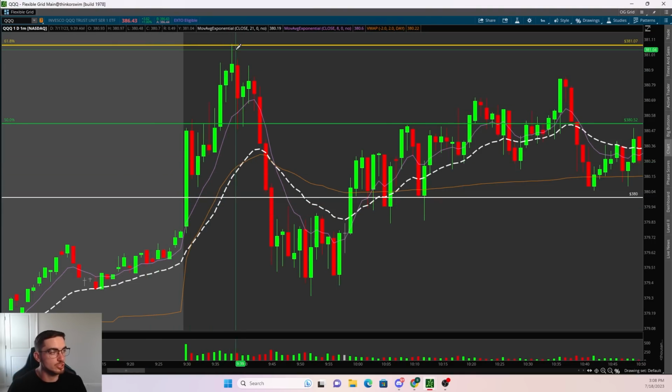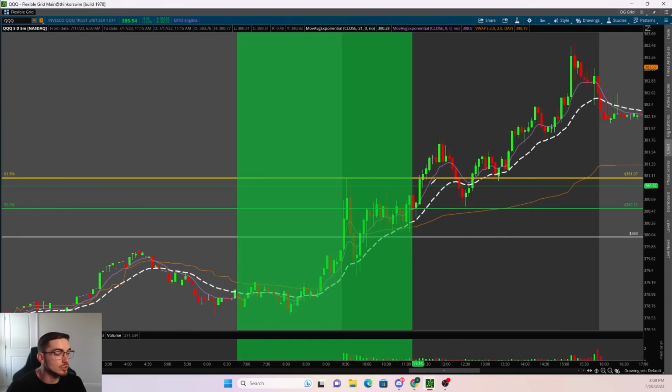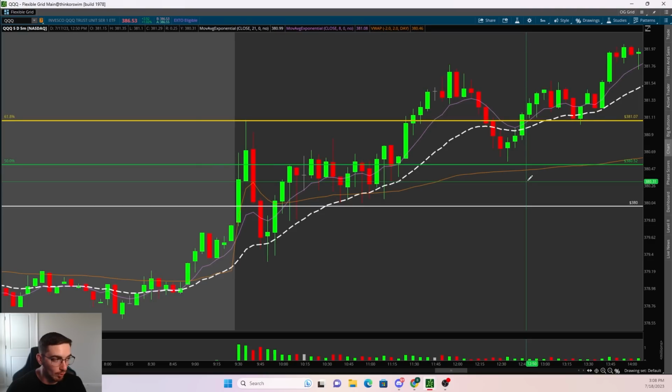So price had a nice push to the upside. It rejected right off my level of interest. We got short and our stop loss was right above this area. Now, because we ended up rejecting at this spot right here and price is trading above the moving averages and VWAP, what can we do?